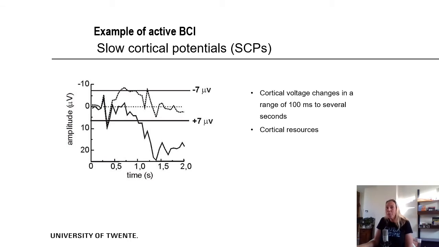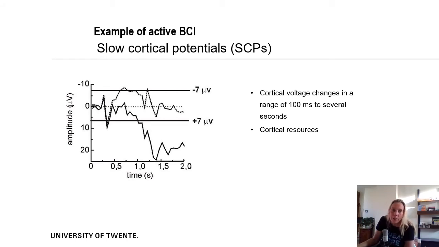So for example, we could use slow cortical potentials as a feature of the brain signals to do this. Slow cortical potentials are, as the name suggests, very slow potentials in the electroencephalogram that you can measure over a range of 100 milliseconds to several seconds. And they come from the cortex, so the upper part of the brain.